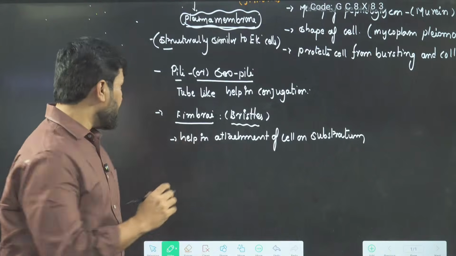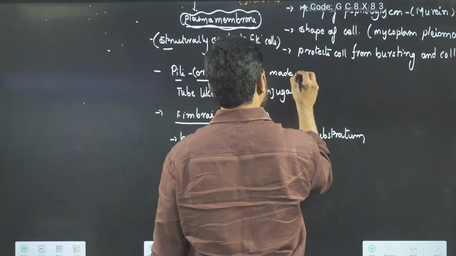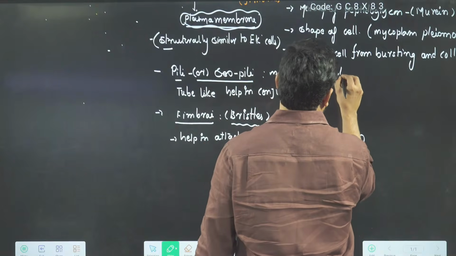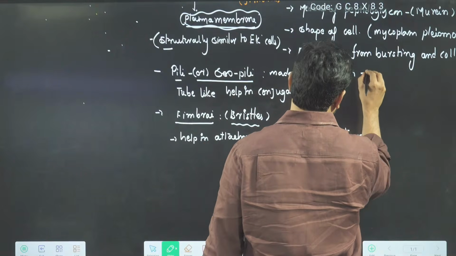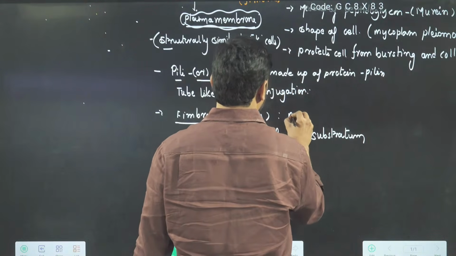Next, pili are made up of a protein called pilin. Both are protein structures. Protein, pilin. Fimbriae are made up of fimbrin.